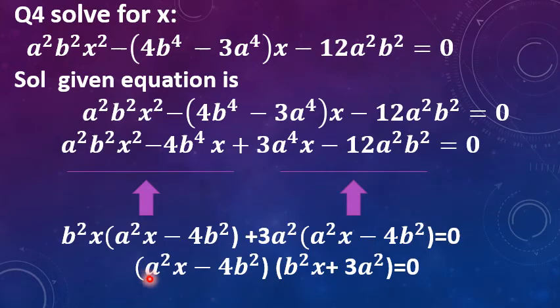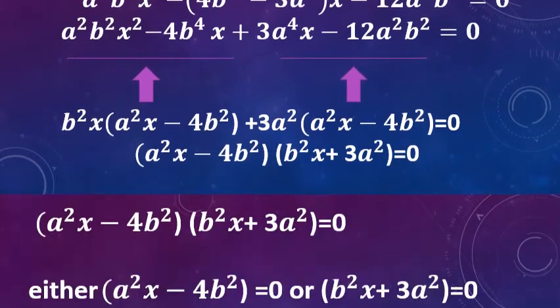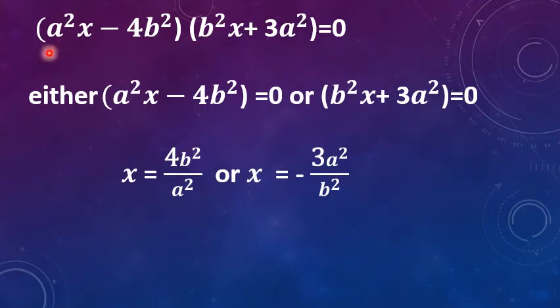Finally we get the factors a square x minus 4b square multiplied by b square x plus 3a square equals 0. So after finding the common factors, a square x minus 4b square into b square x plus 3a square equals 0. On solving, we get the roots of the equation, which are x equals 4b square upon a square, or x equals minus 3a square upon b square.